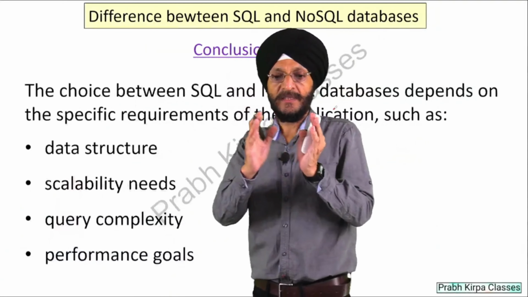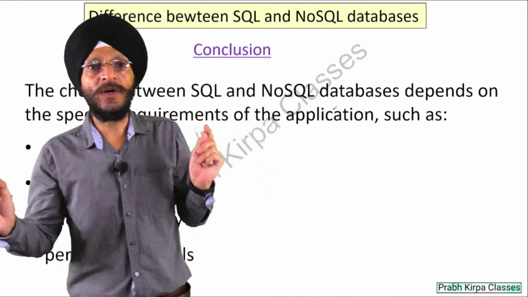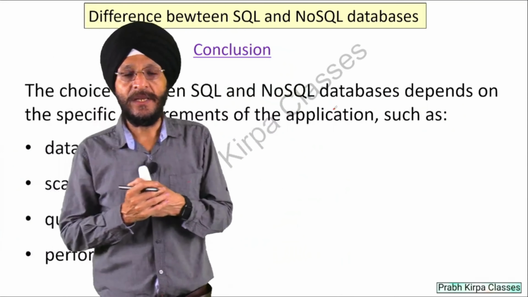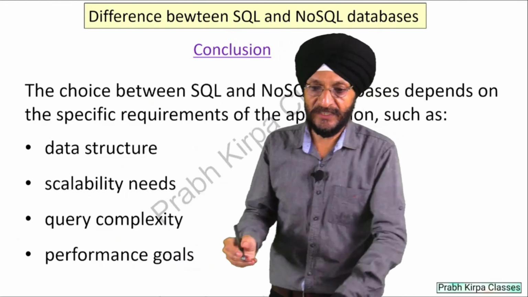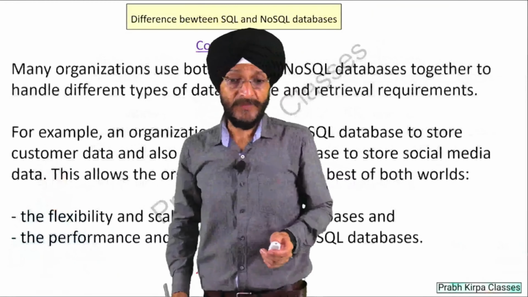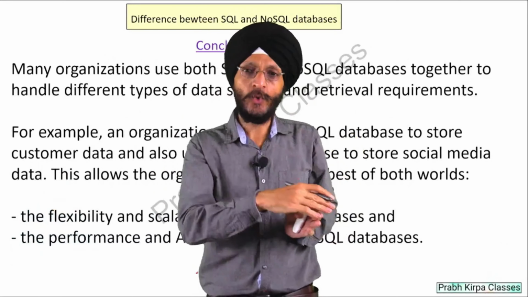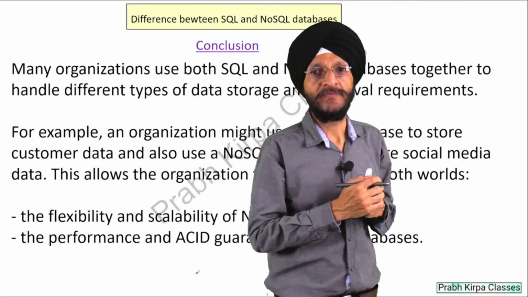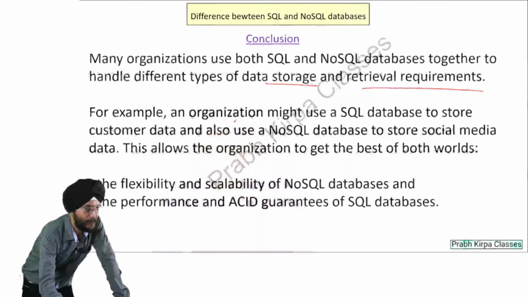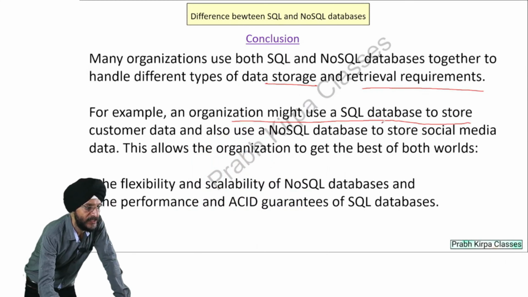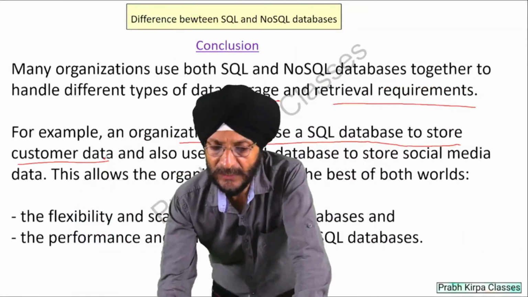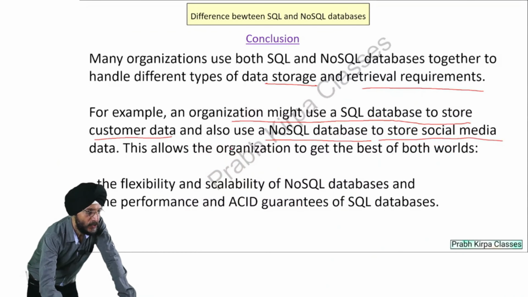Now we will conclude the difference between SQL and NoSQL databases. The choice between SQL and NoSQL databases depends on the specific requirements of the application, that is data structure, scalability needs, query complexity, or performance goals. Many organizations use both SQL and NoSQL databases together. Why? To handle the different types of data storage and retrieval requirements. For example, an organization might use a SQL database to store customer data, and the same organization may also use the other database, that is NoSQL database, to store social media data.